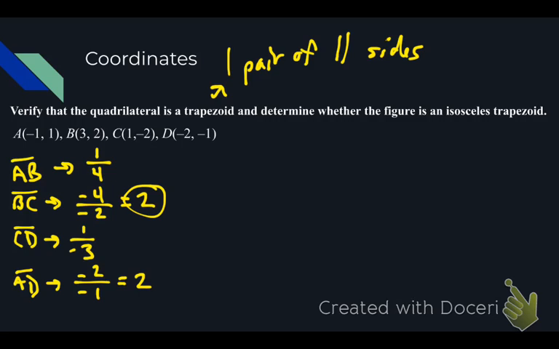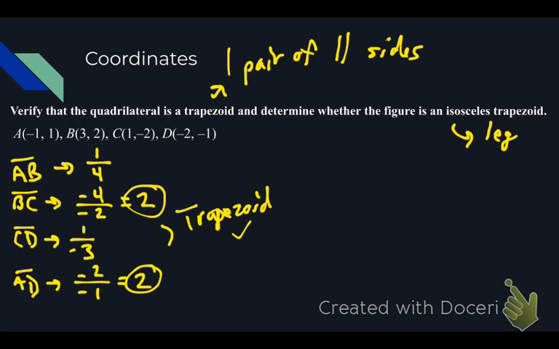Now you notice BC and AD, same slope. So those are parallel. BC and AD are parallel. So this is a trapezoid. Okay, so we answered the first part. Now the other part is it isosceles or not? Well, what makes it isosceles? What has to be true in isosceles trapezoid?